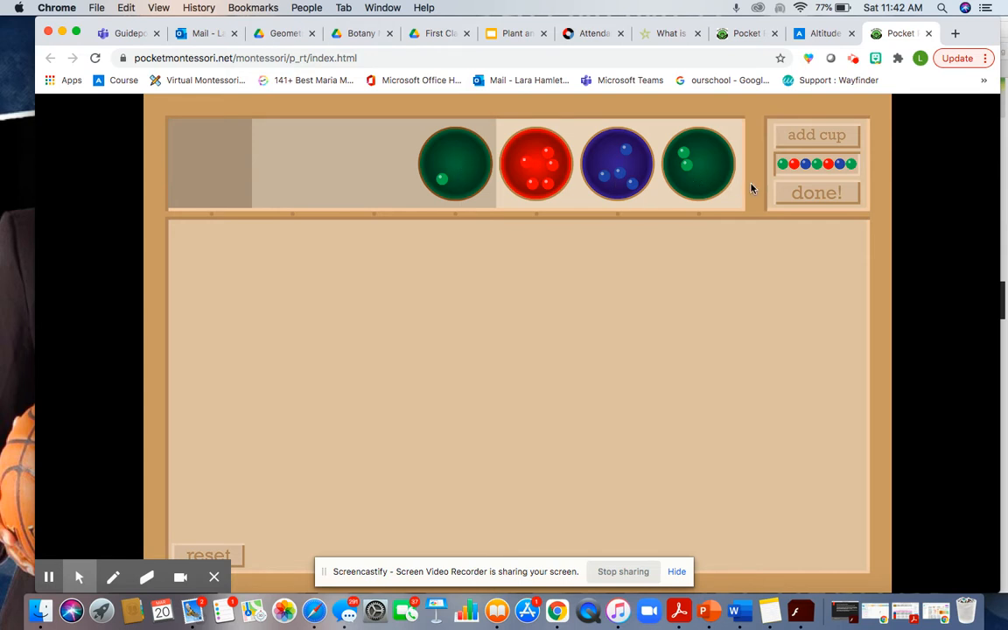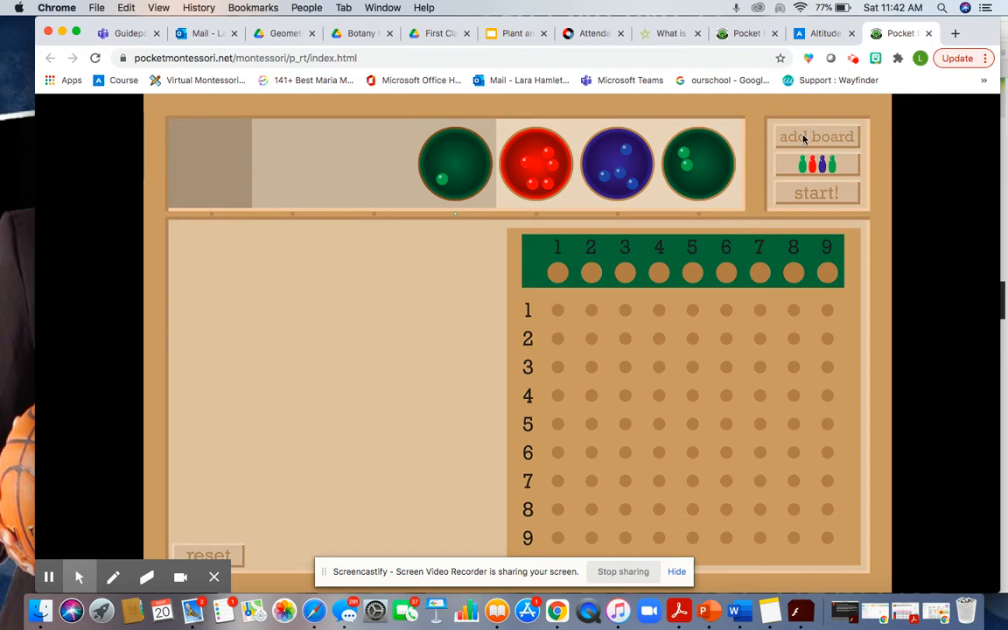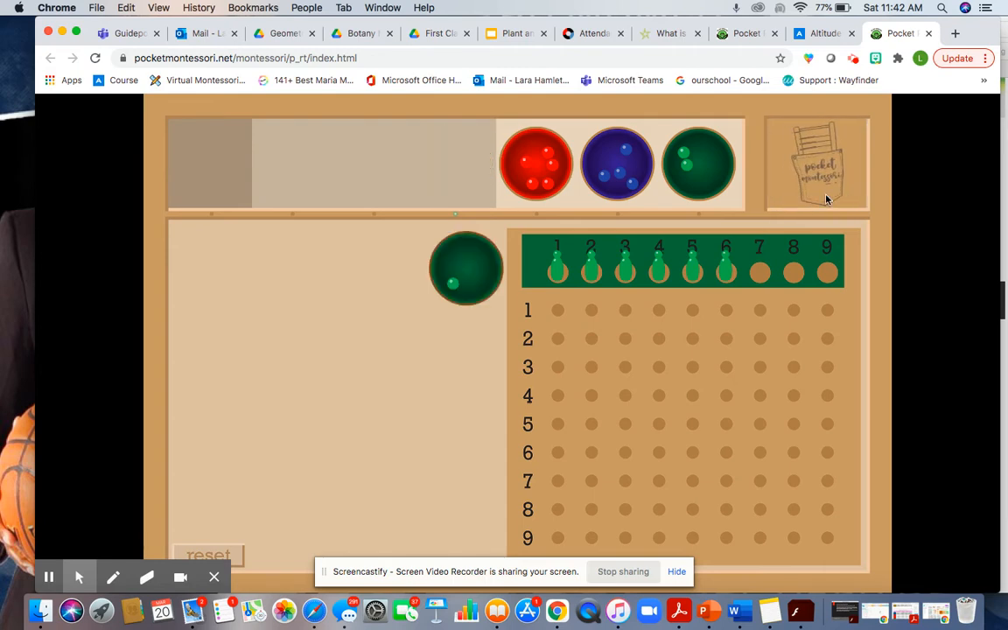Now that I have my beads in my bowls, I can click Done. I'm going to add a board, and my divisor was 6. So I'm going to click on my Skittles and place 6 on the board. I'll say again, using this slowly is key. Once I have my Skittles here, I can click Start.